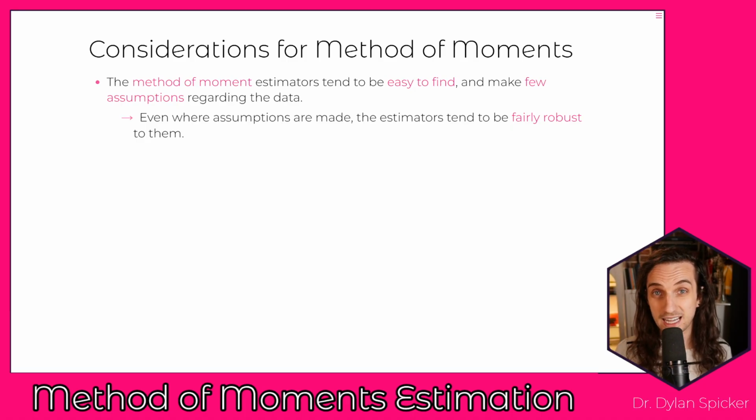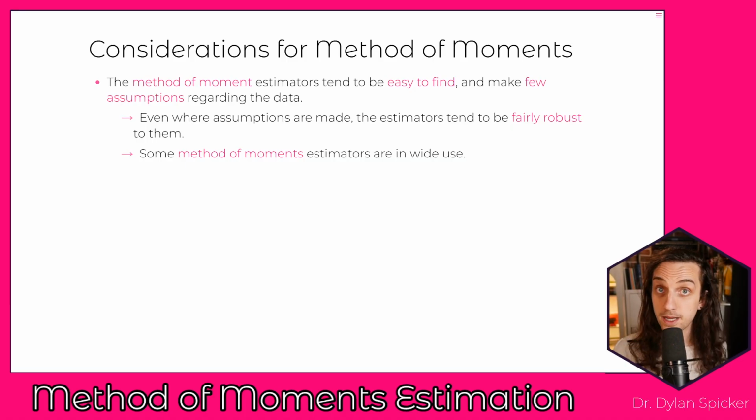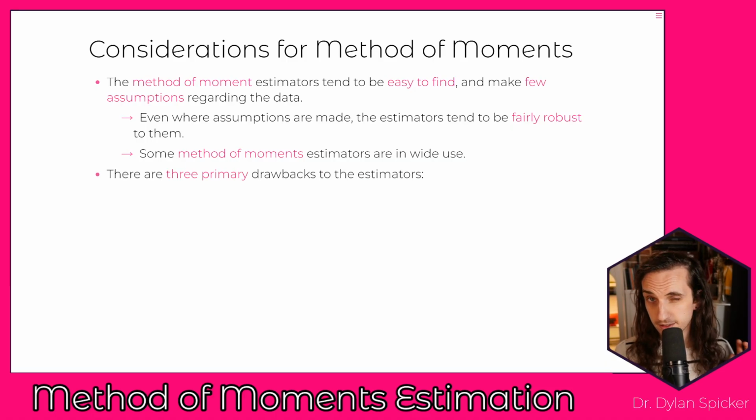Even when we do make these assumptions, they tend to be fairly robust to them. So the estimators that we get tend to work fairly well, even if we don't get the correct distributional assumptions, for instance. However, method of moments estimation is not typically going to be the most widely used technique for estimation. Sometimes it is, right? So we saw in the normal case, the method of moments estimator for the mean is actually going to be x bar. But that's not always going to be the case. So the method of moments estimator for the variance is not going to actually give us the same variance technique, okay? And there are three primary drawbacks to these estimators, right?